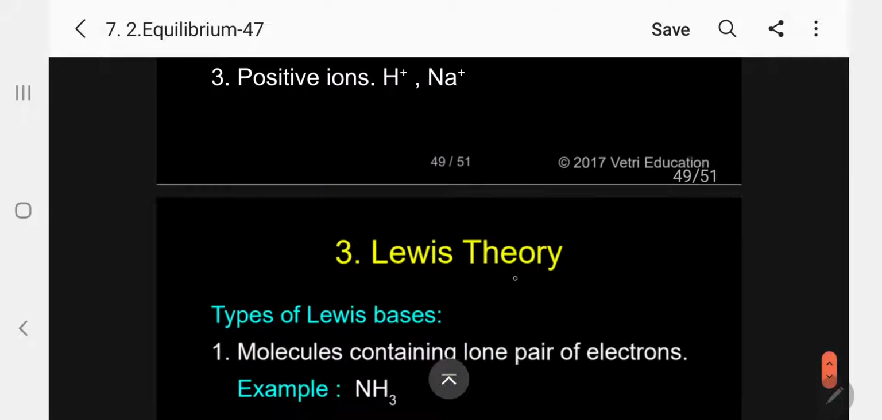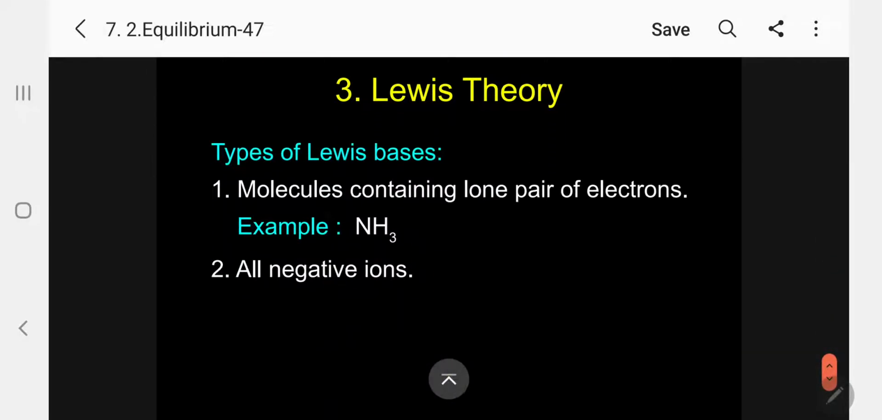In the same way, we'll go for the Lewis base. What is a base? We have defined it already. A base is a substance, according to Lewis theory, the modern theory, that will donate a lone pair of electrons. Example, ammonia, I already pointed out.